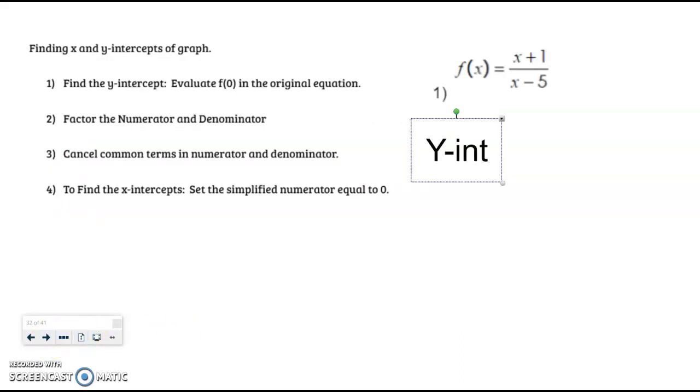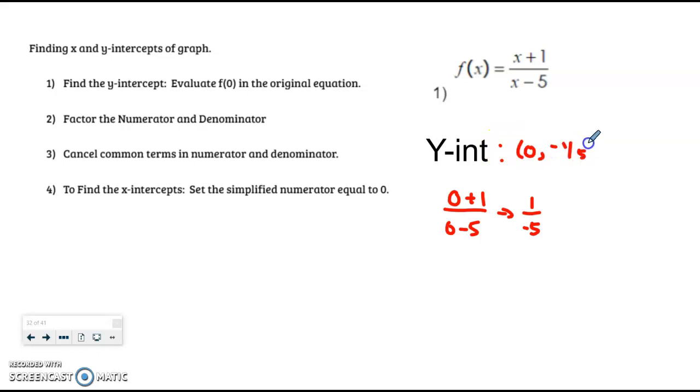So let's look at an example. In this case, I want to find out what the y-intercept is. So I'm going to plug 0 in place of x. So I got 0 plus 1 over 0 minus 5. I do get 1 over negative 5. So in this case, my y-intercept is going to be 0, negative 1/5.